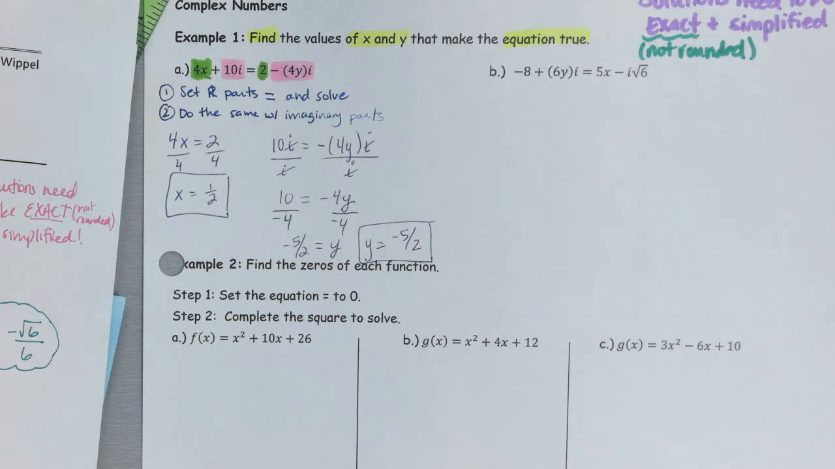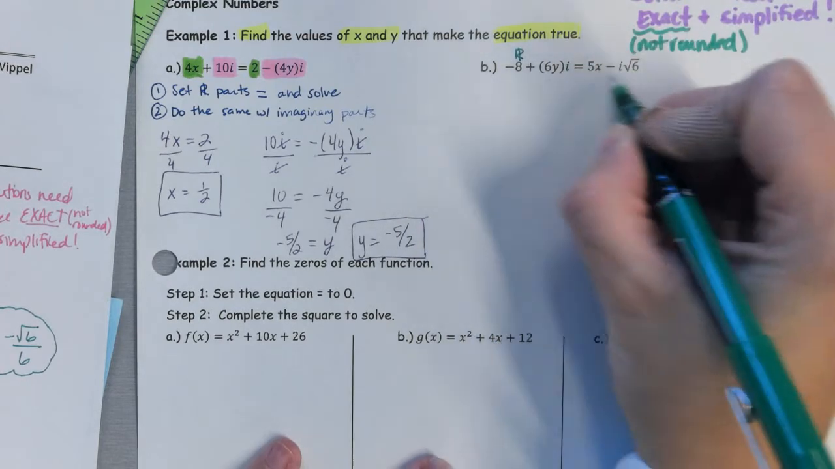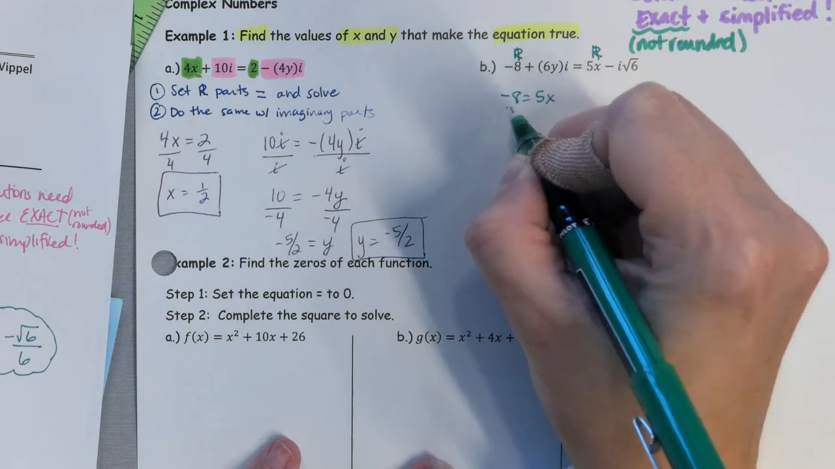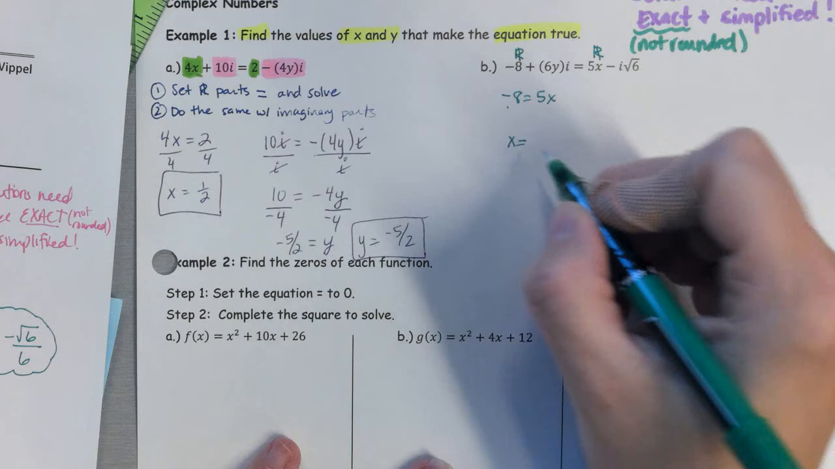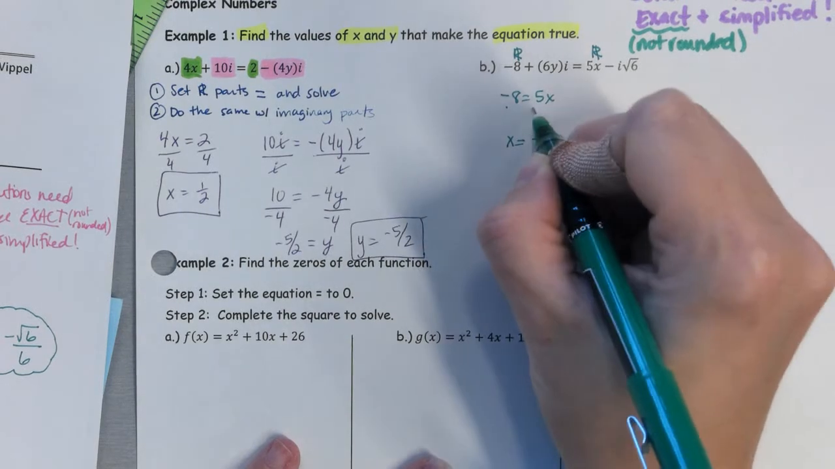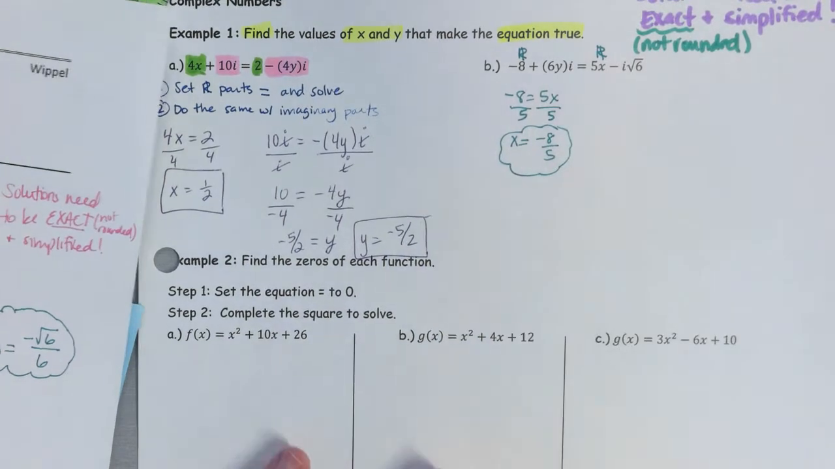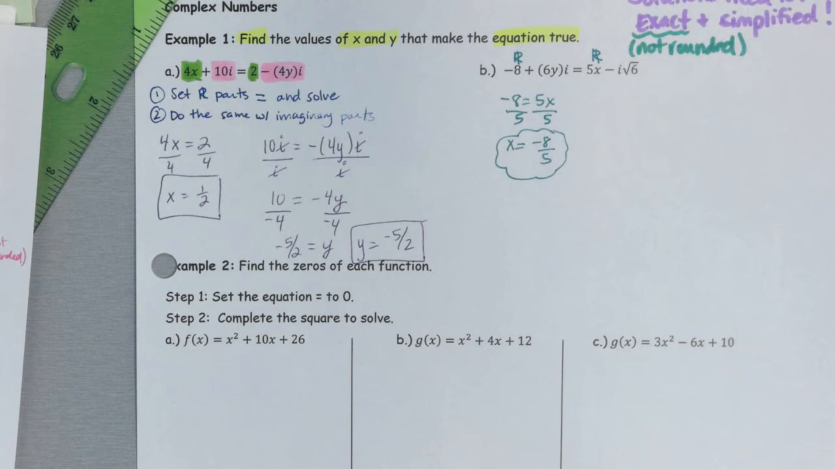See how we did. All right, so for the real values, Danny, will you tell me what you set up for your equation? Negative 8 equals 5x. Good. Okay, so this is real, so negative 8 equals 5x. And then what did you get for your x value? Negative 8 over 5. Good. Okay, so divide both sides by 5. X equals negative 8 over 5. Okay, awesome. All right, now let's go to the imaginary.